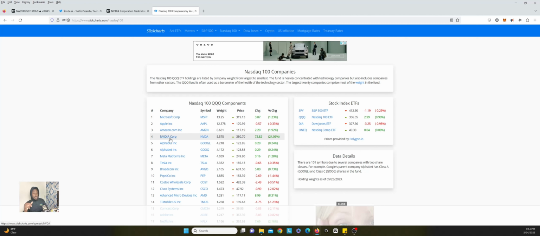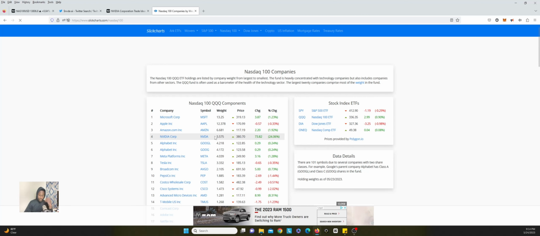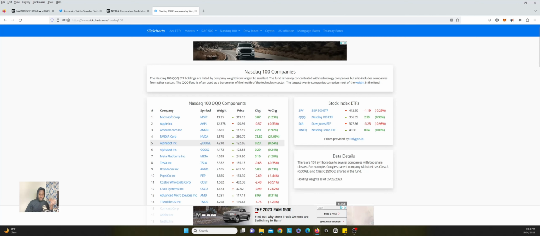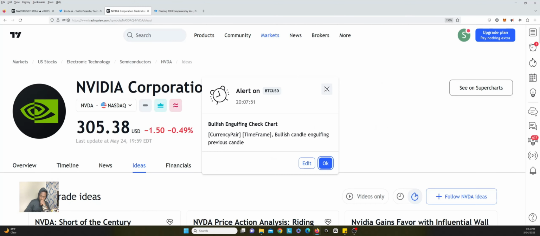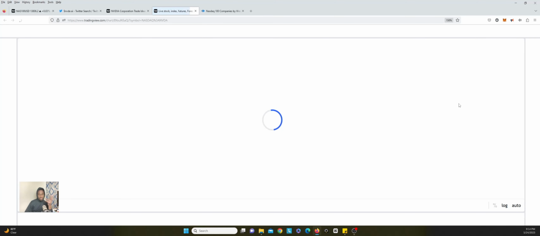So if you trade the NASDAQ 100 or the QQQ, which are the same thing, NVIDIA makes up a large portion of that. You can see NVIDIA is up 24% today, and it's the fourth largest holding there. So it's going to push up the NASDAQ 100, and that will give some ease to the rest of the stocks and have everything moving to the upside, right?